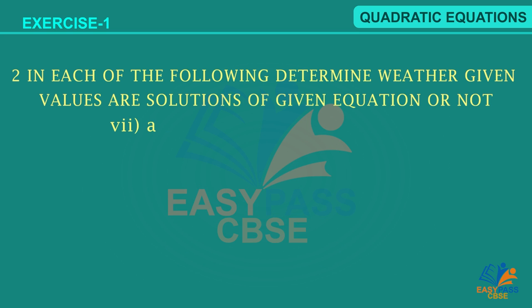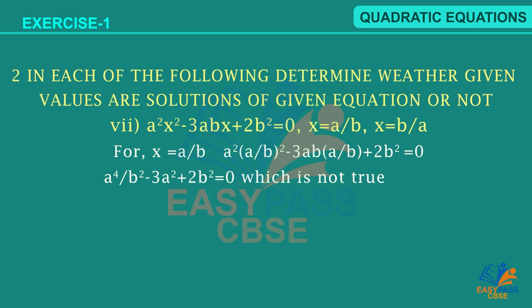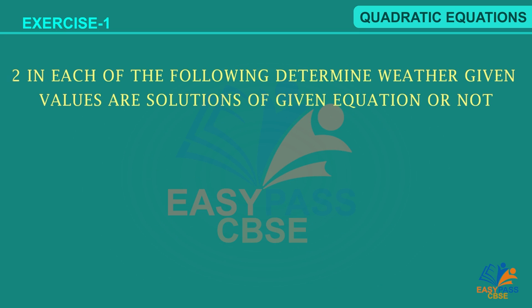Finally, a square x square minus 3abx plus 2b square is equal to 0. The values are x is equal to a by b and x is equal to b by a. By substituting x is equal to a by b, we get 0. By substituting x equal to b by a, we also get 0. So, it's a solution.